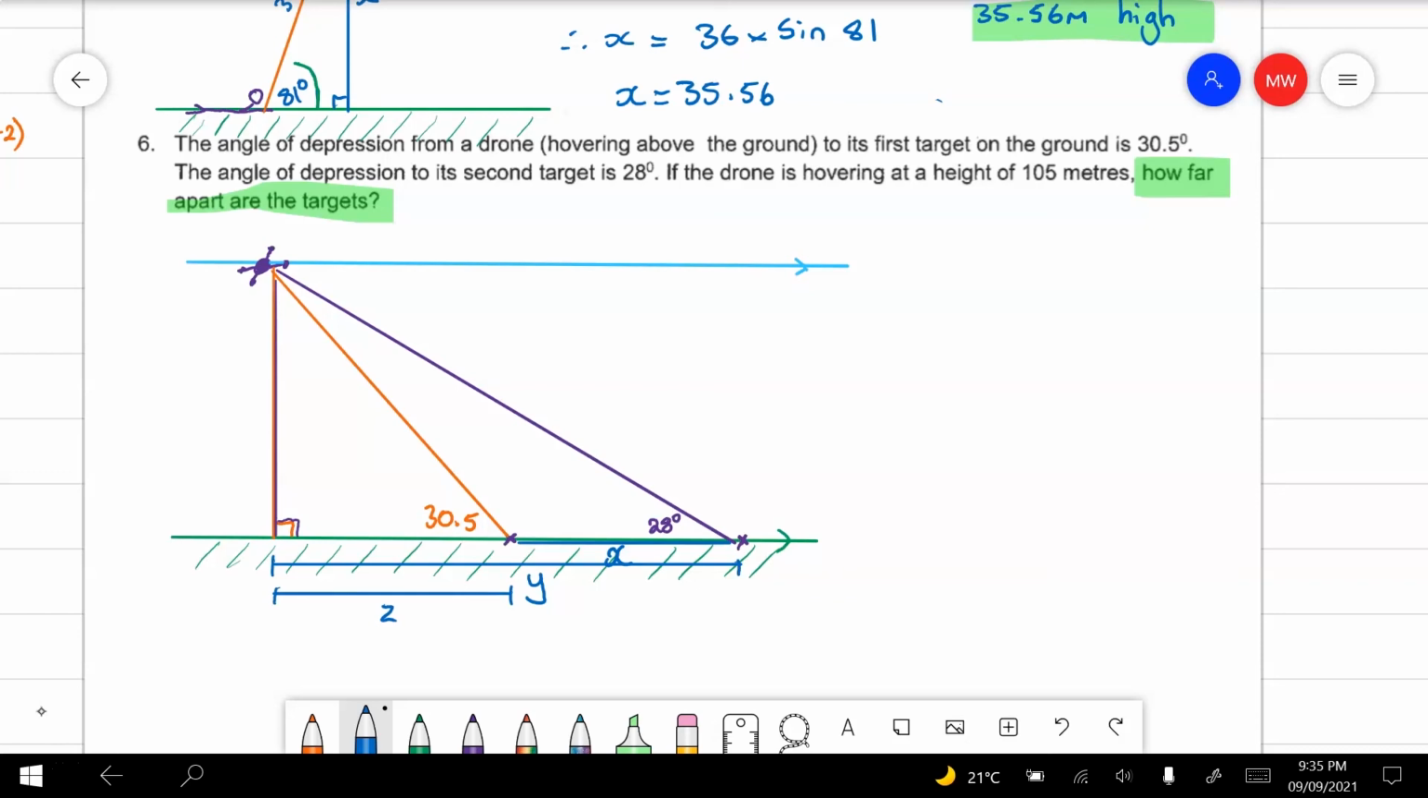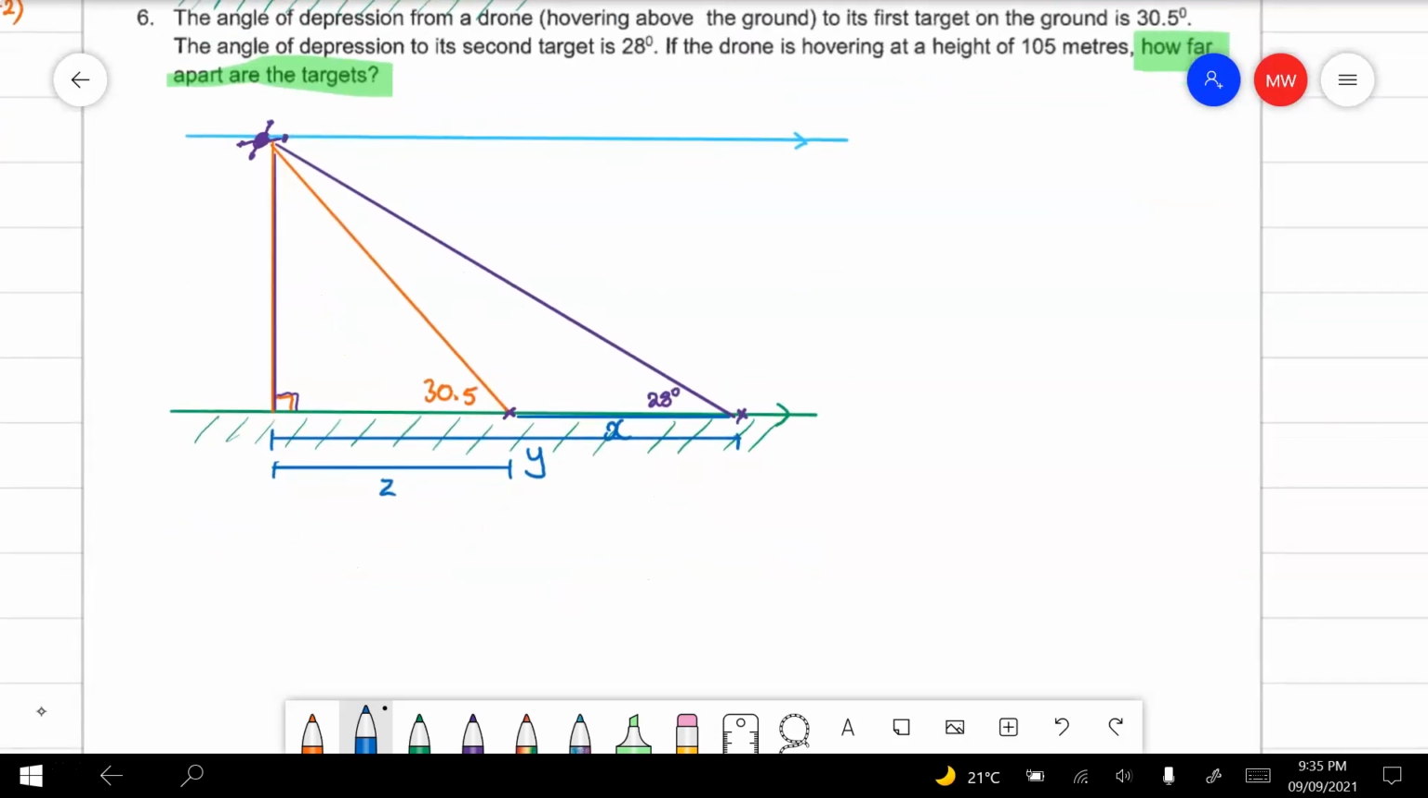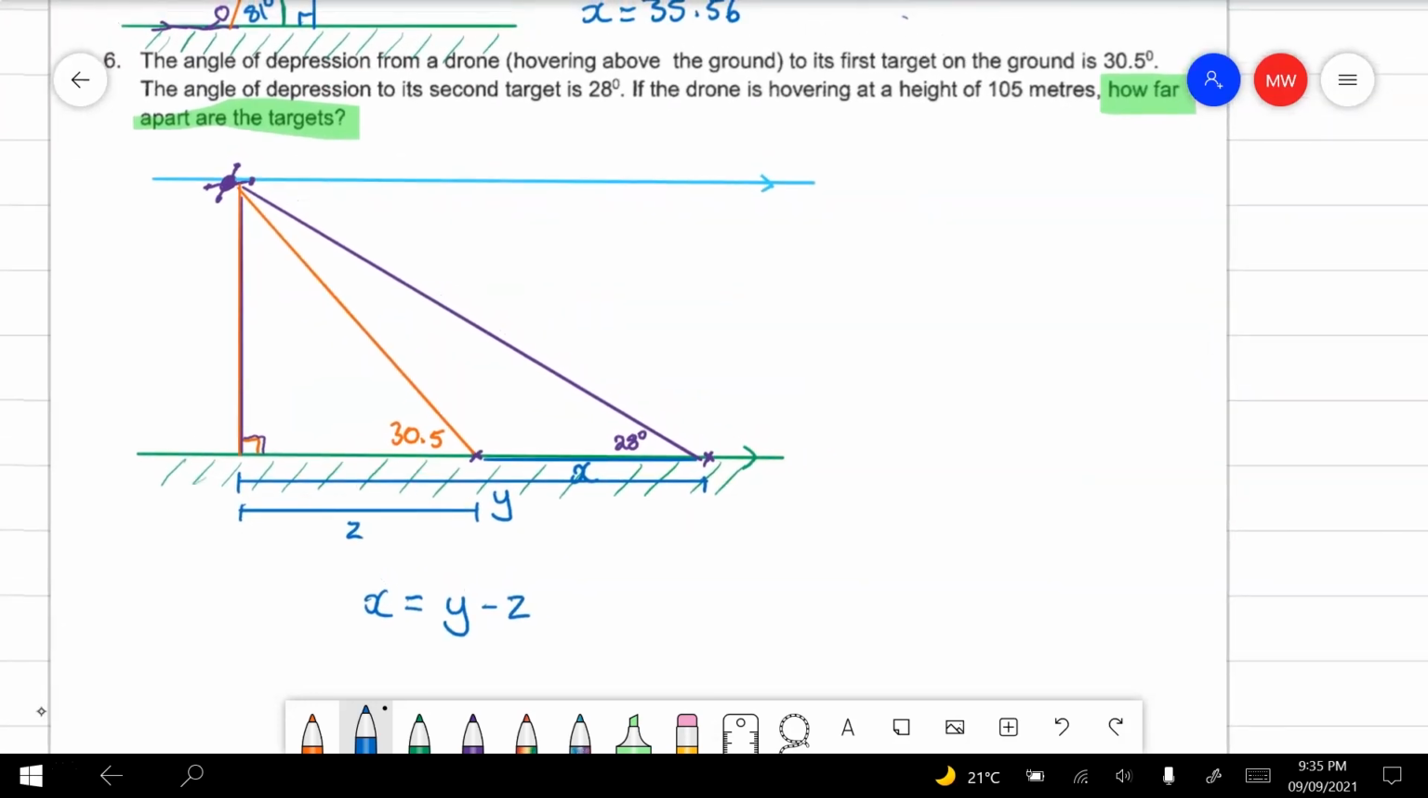And just so that I know what I'm up to here, I know that the length of X, which is the distance between the two targets, is going to be Y minus Z. So I'm going to have to work out the base of both triangles and then subtract the difference of the length. So let's have a look. We need another piece of information. We're still short. It tells me that the height of the drone is 105, so I can add that in. And now I've got enough information.